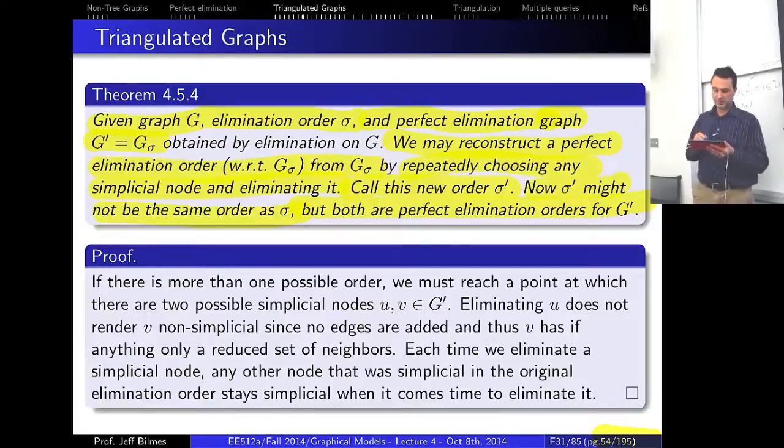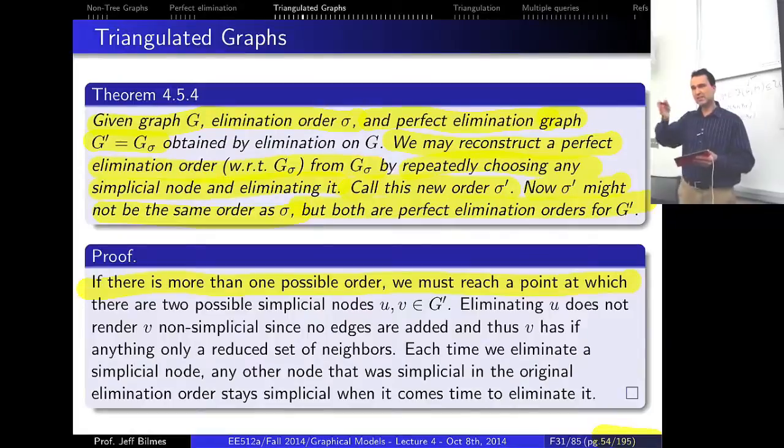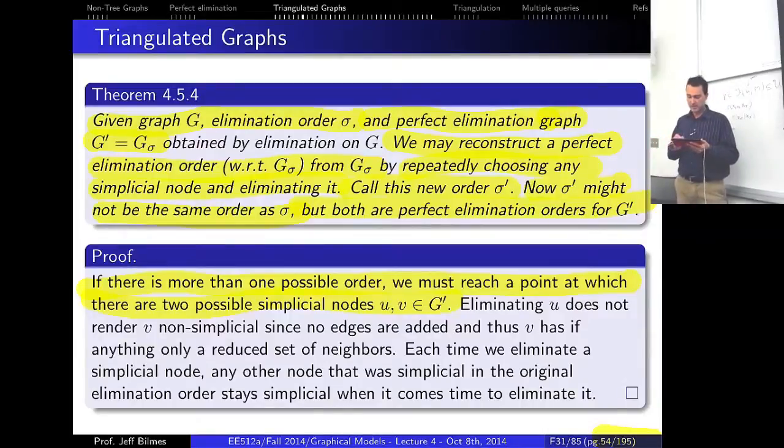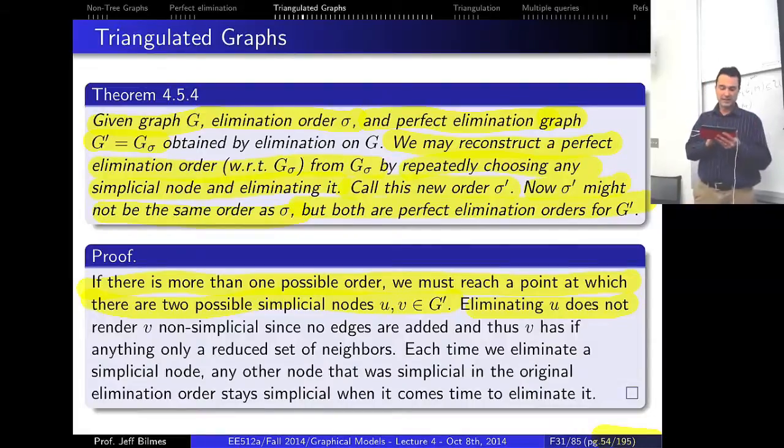But then let's just prove the first part of the theorem. If there is more than one possible order, we reach a point where, as we start eliminating simplicial vertices, there's a choice, with two possible simplicial vertices, u and v. Maybe the original order eliminated u, and the new one you're thinking about eliminating v. If we were to eliminate u, that does not render v non-simplicial. Why? Because both are simplicial, and when we eliminate either of them, it adds no edges. So no new edges are added.